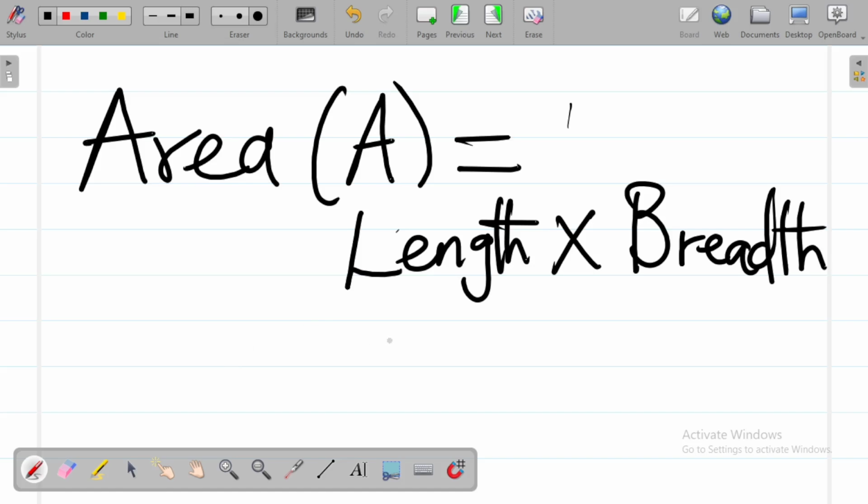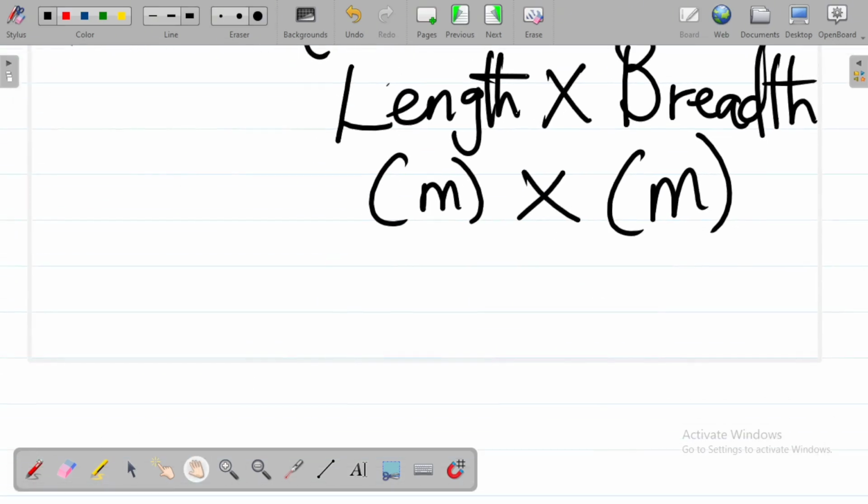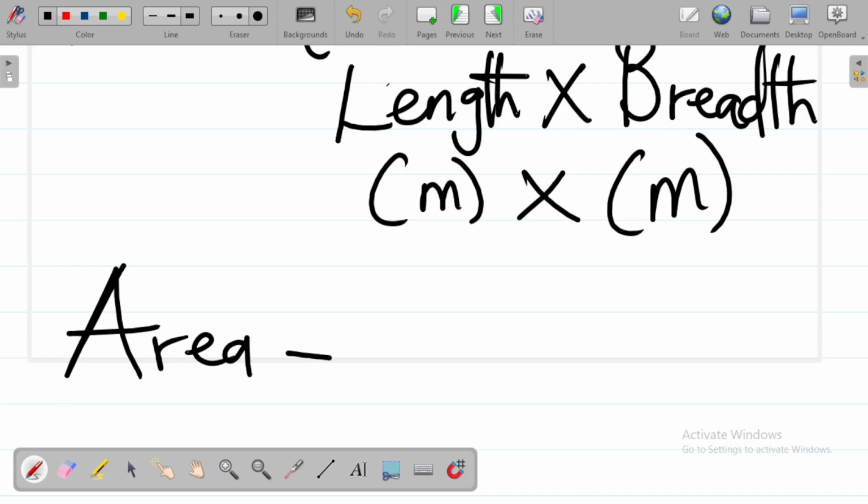And length, as I earlier said, is measured in meter. Length is measured in meter, multiplied by breadth, which is also measured in meter. So therefore, area is equal to meter multiplied by meter, which is meter squared. So we have meter squared.